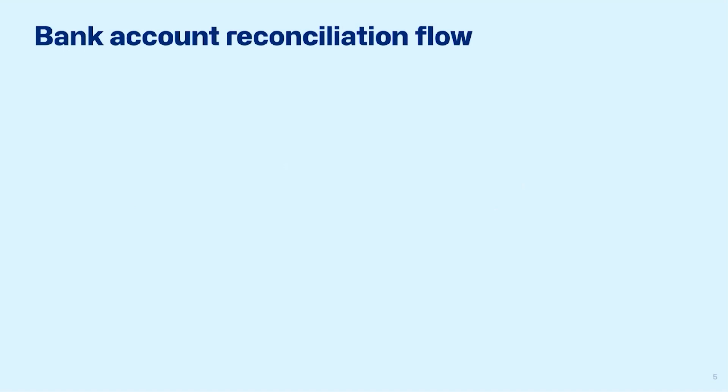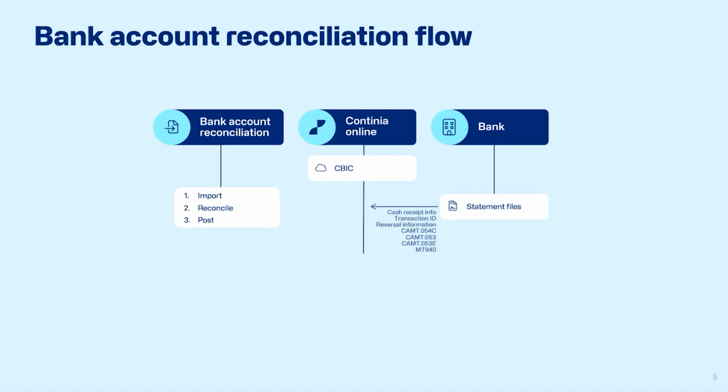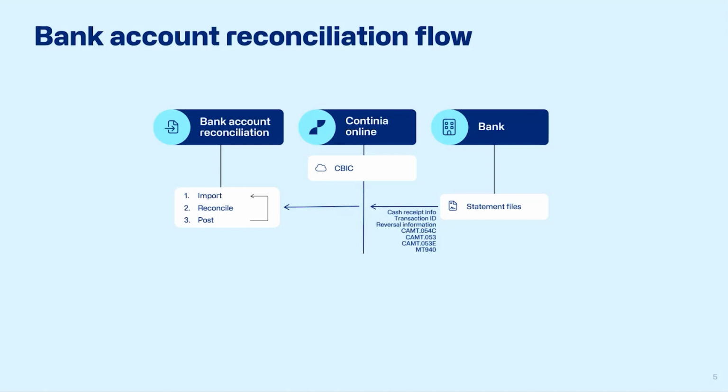The bank account reconciliation flow, there are three elements in this PowerPoint. It's the bank account reconciliation, Continia Online, and the bank. Looking at the bank, you can see that there is a statement file produced and ready for import into Business Central. It passes through the CBIC in Continia Online, and in Business Central, you import, reconcile, and start over.